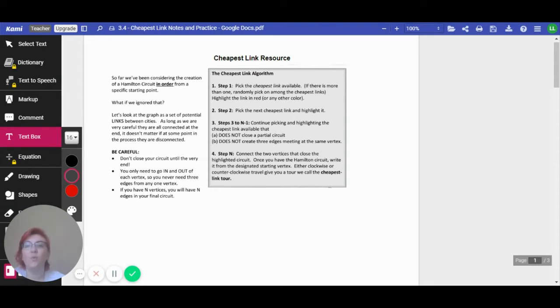Guys, welcome to 3.4 Cheapest Link Notes and Practice. This is our final section of the Traveling Salesman Problem, or Unit 3. Let's get started. So far, we've been considering the creation of a Hamilton circuit in order.